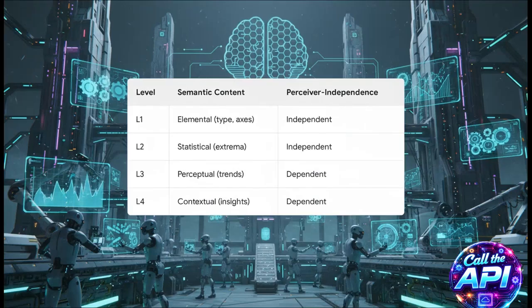But for really complex stuff, like data charts, we have to go even deeper. Researchers at MIT came up with this amazing 4-level model. Check it out. Levels 1 and 2 were the basic facts. What kind of chart is it? What's the highest value? A machine can figure that out on its own. But levels 3 and 4, that's where the real meaning is. Level 3 is about the patterns you would see, and level 4 is the big takeaway, the so what behind the data. That's the stuff that requires actual interpretation.